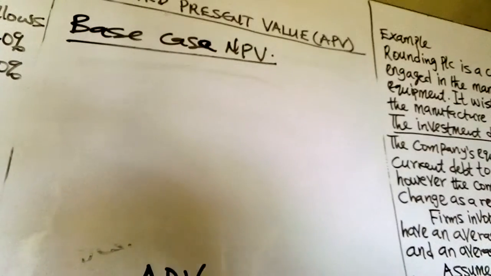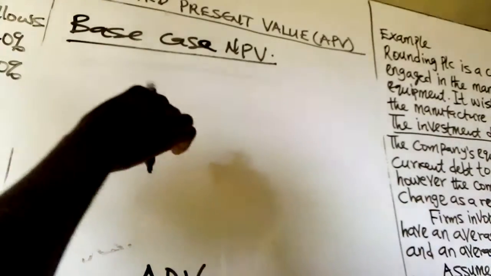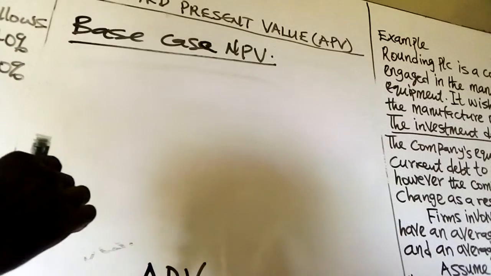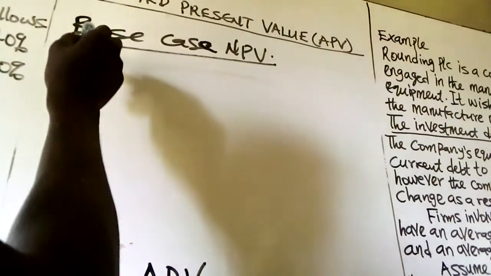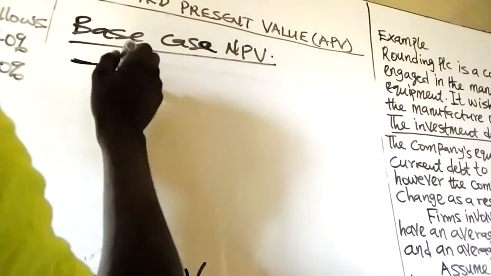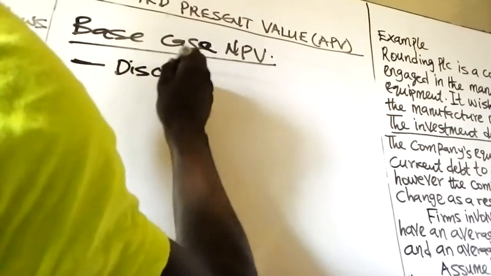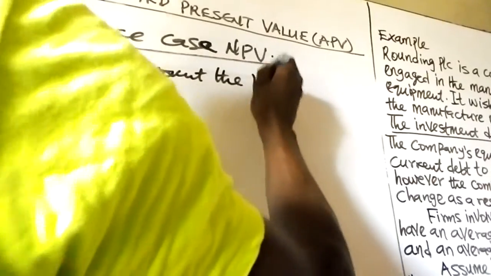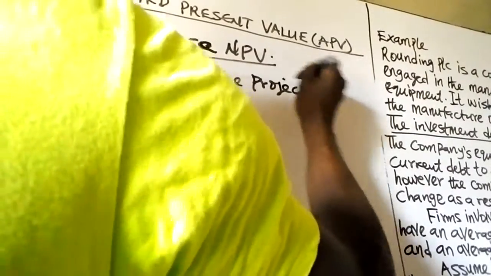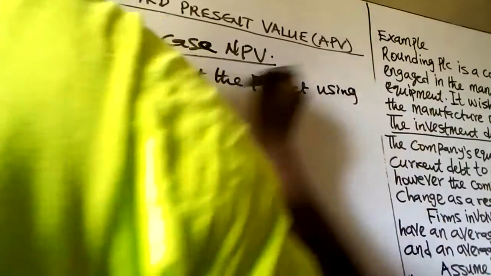To calculate base case NPV, anything that involves debt, you ignore. You assume it is all equity financed. So the project should be discounted using the cost of equity.